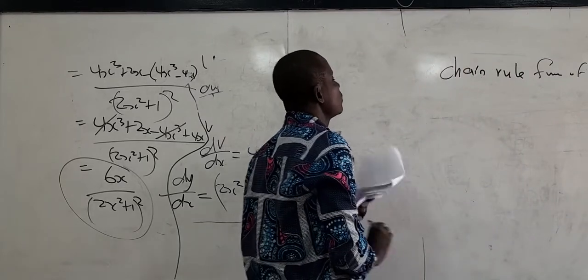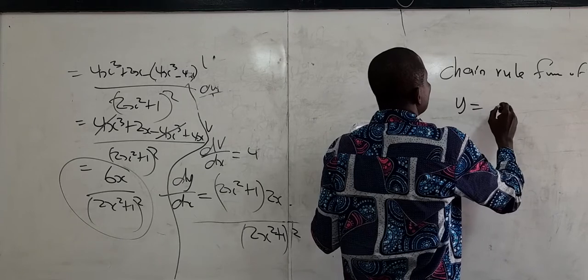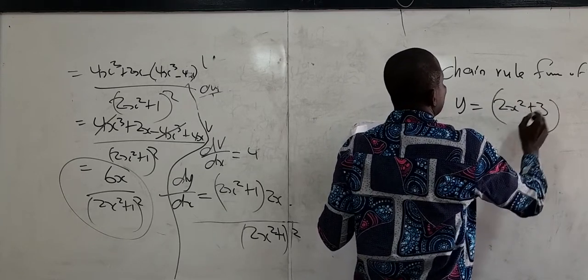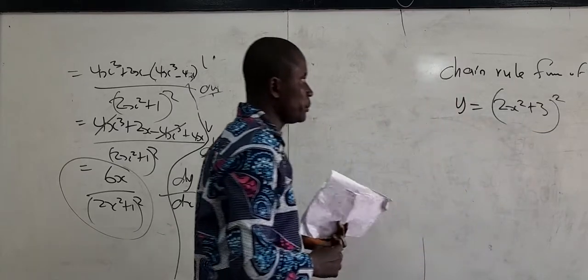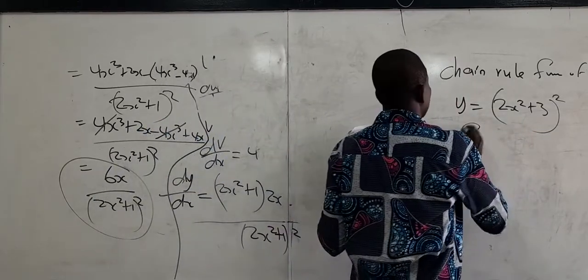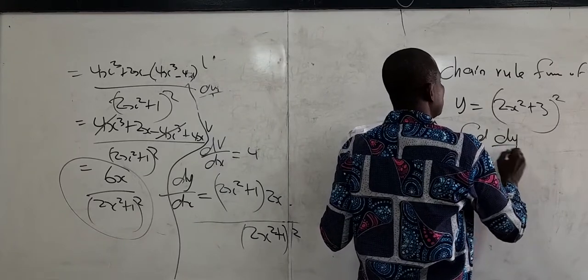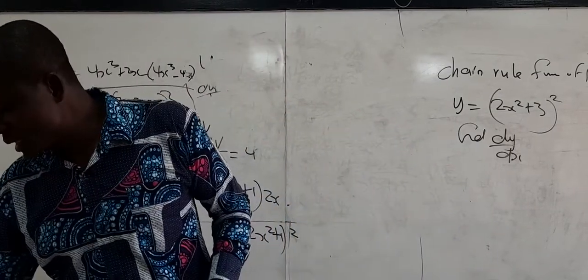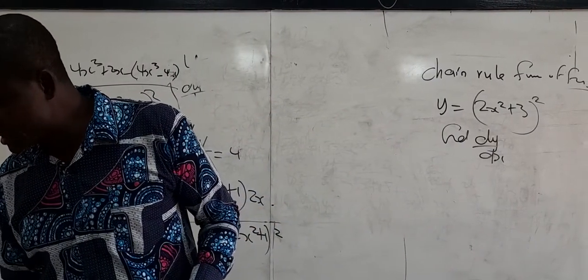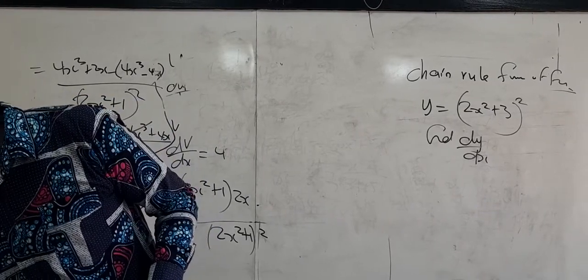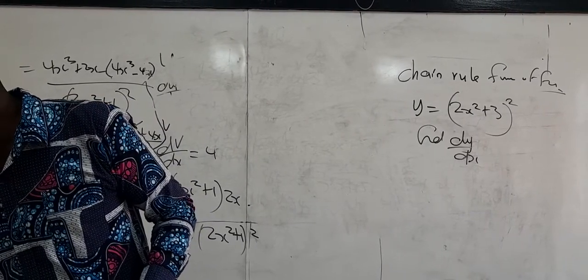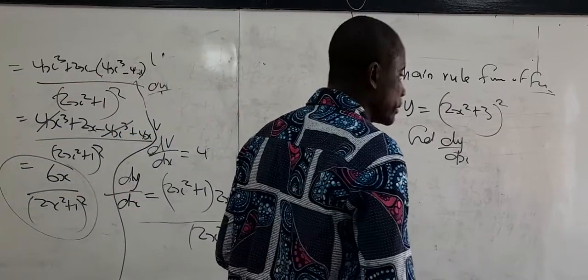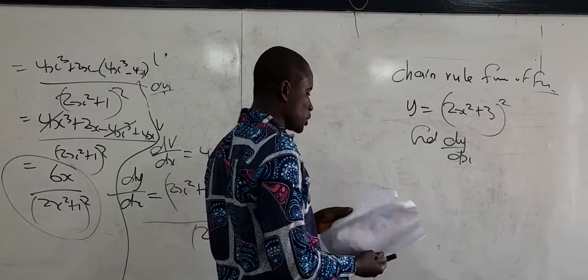Now, let's see this. If I have y is equal to 2x squared plus 3, squared, like this, then they say find dy/dx. How are you going to find dy/dx in this regard? It seems I'm trying to get one or two of my papers. I don't know. Well, let's continue as such.